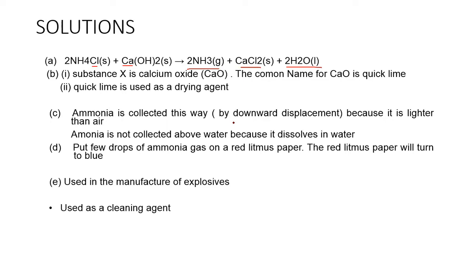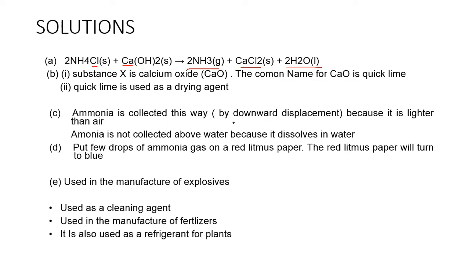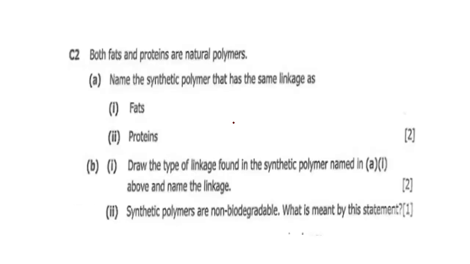but we can also use ammonia as a cleaning agent. We can also use ammonia in the manufacture of fertilizers. There are some fertilizers that we use, there's ammonia in there. And we can also use it as a refrigerant for plants. All right, let's go to C2.